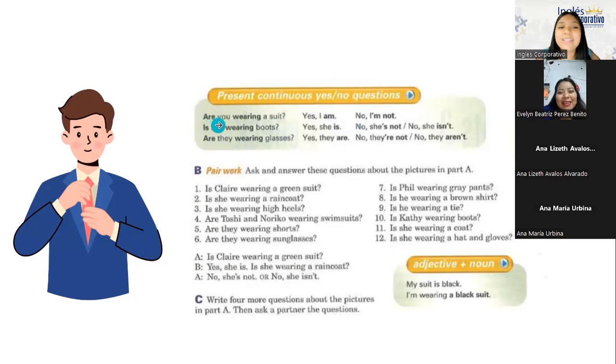Excellent. Okay, so look at this. Are you wearing a suit? Yes, I am. Or no, I'm not. Is she wearing boots? Yes, she is. No, she's not. Or no, she isn't. Are they wearing glasses? Yes, they are. No, they're not. Or no, they aren't. So, do you have any questions? ¿Tiene preguntas hasta aquí?